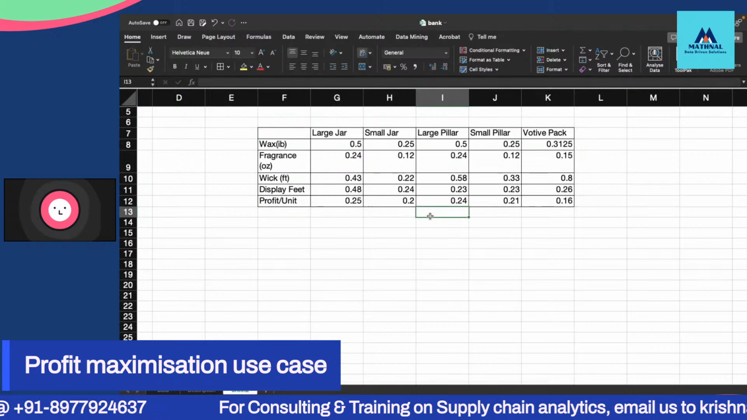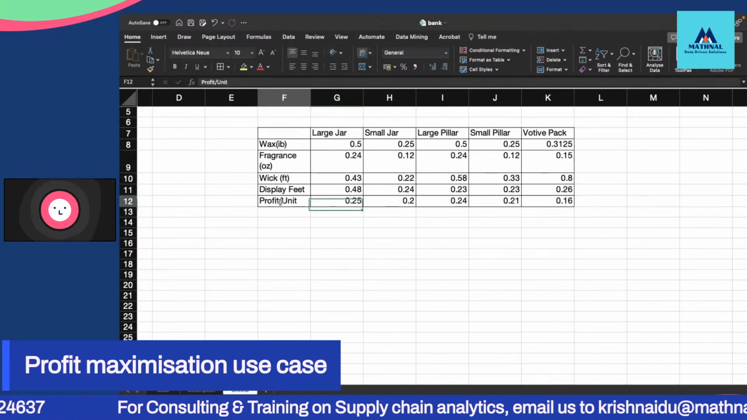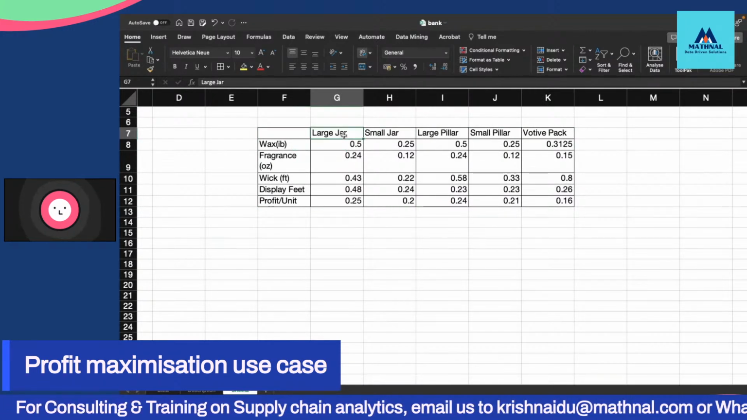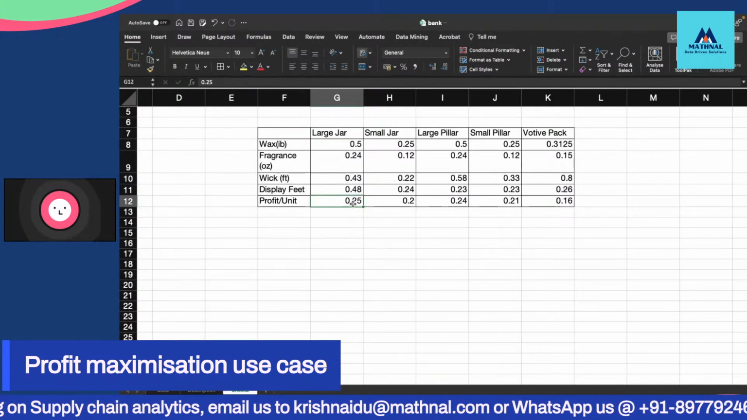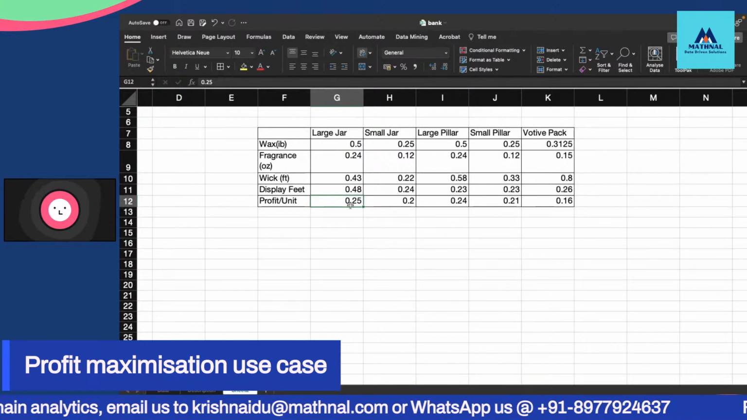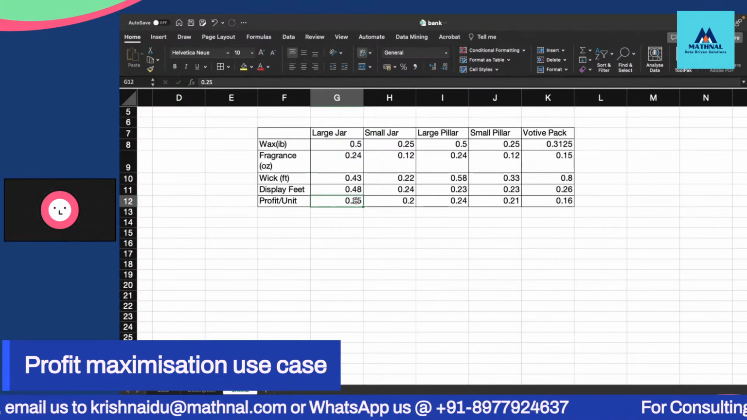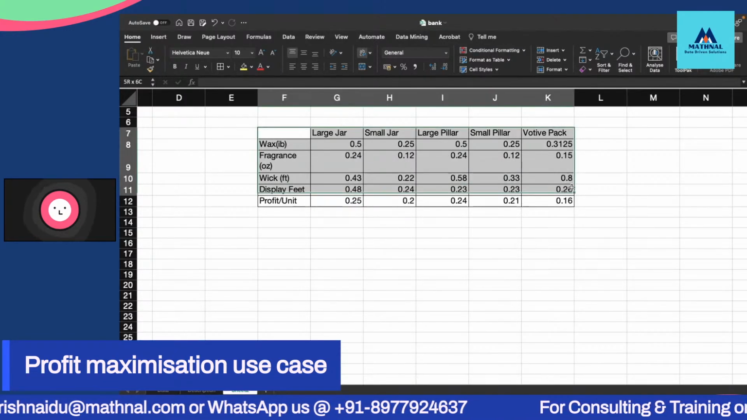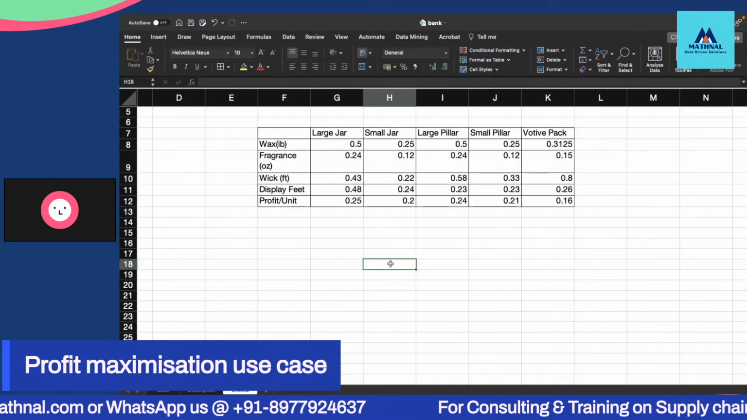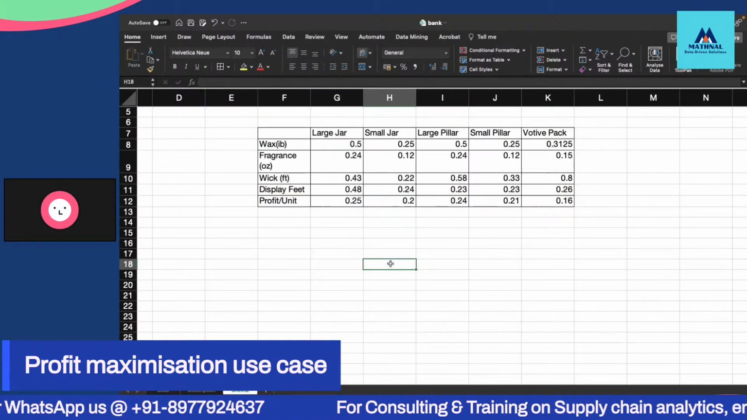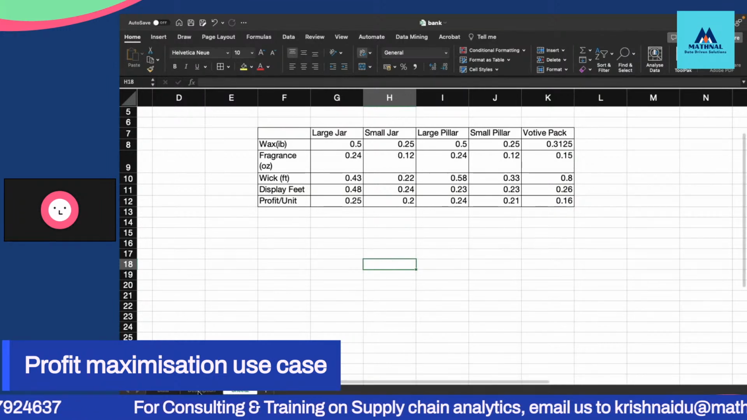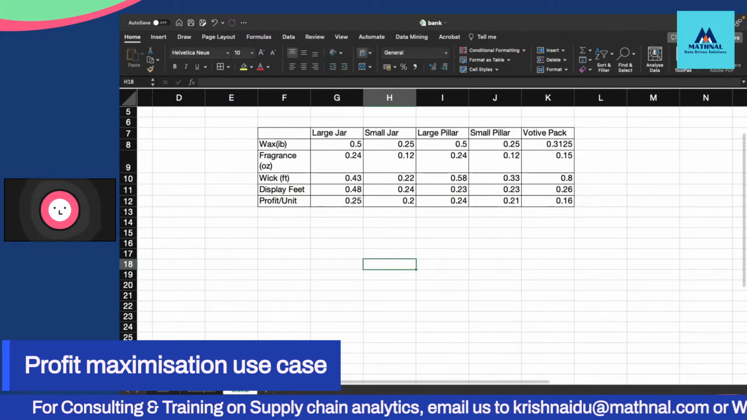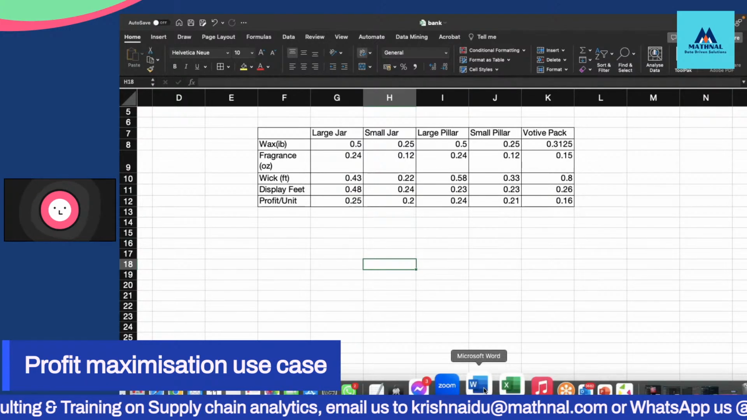Right, now we know what the profit per unit is. Suppose I am going to produce large jar, what is the profit I'm going to derive? So how many units do we need to produce so that we maximize this profit? I'll just go back to the problem once again and we will derive some more information out of that.